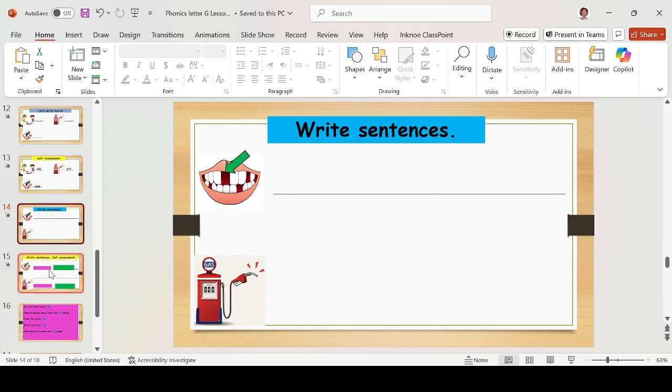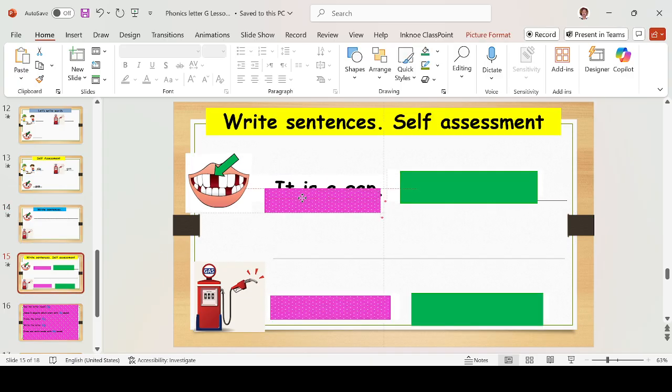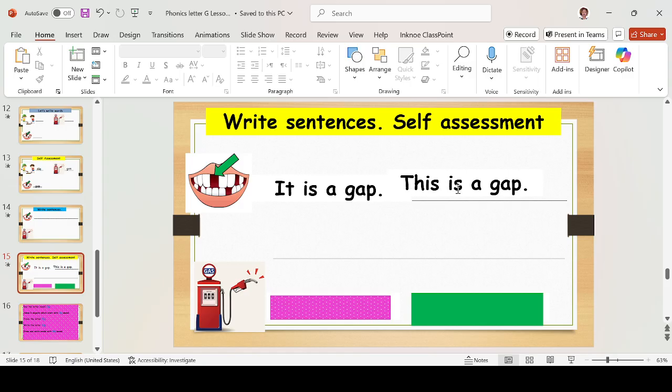Okay, so when you are done, let's do self-assessment. I want you to check now. It is a gap. Capital E, finger space, and a full stop. Did you write like this? It is a gap. Very good. The next one, this is a gap. Capital T, finger space, and full stop. This is a gap. Very good.